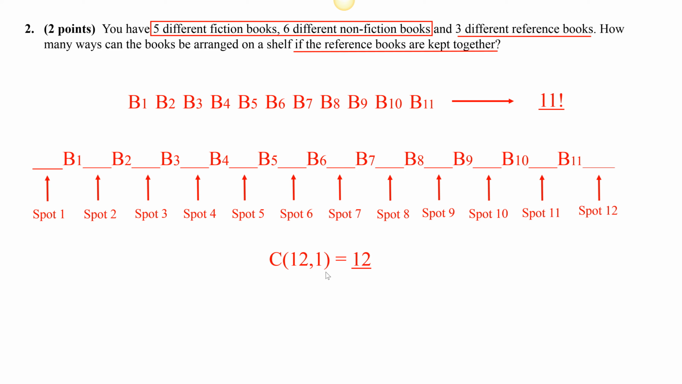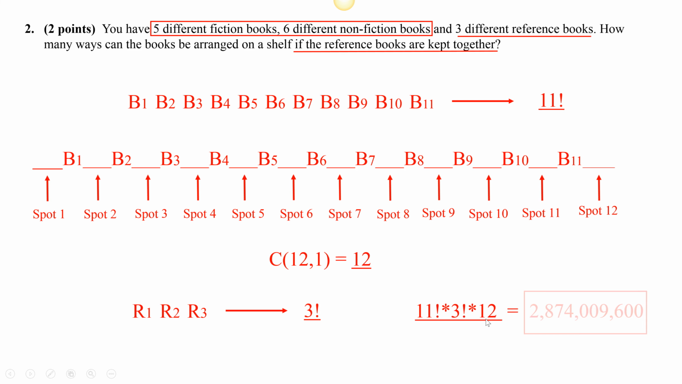Now lastly, remember we have 3 different reference books, okay? So if we have 3 different reference books, how can you arrange those 3 books? Well, it's the same thing like we were talking about in the beginning with the 11 other books. That's 3 factorial. There's 3 factorial ways to arrange those reference books. So, if we combine all that together, we have 11 factorial times 3 factorial times 12, or you can just leave it as combination 12 choose 1. And that gives you 2,874,009,600, okay?